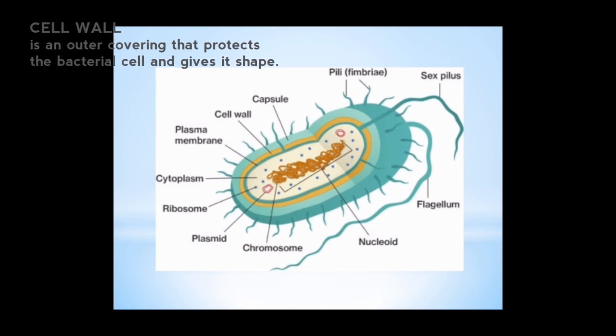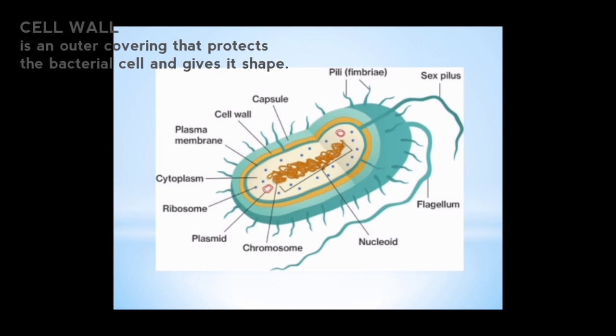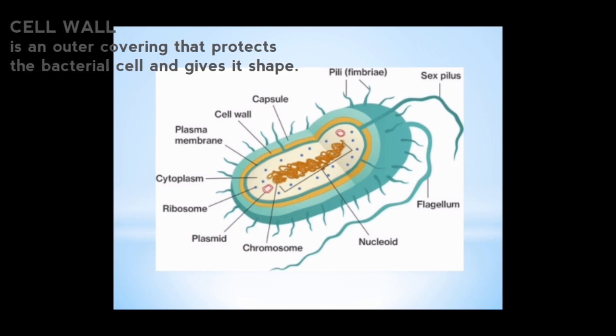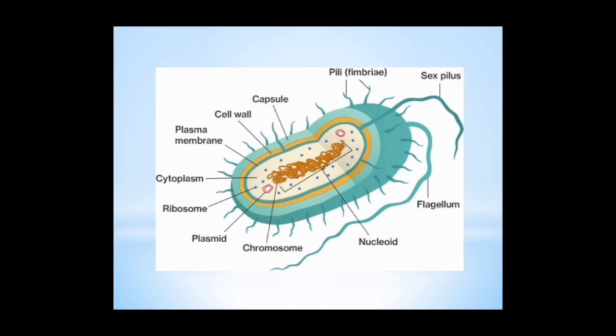While the cell wall, each bacterium is enclosed by an outer covering that protects the bacterial cell and gives it shape. The cell wall is composed of peptidoglycan, a protein-sugar or polysaccharide molecule. The wall gives the cell its shape and surrounds the cytoplasmic membrane, protecting it from the environment.